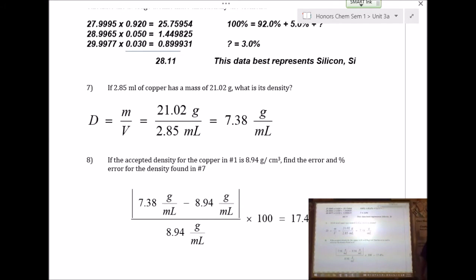And then percent error, we got our value here. This is what we got from the lab. So we'll do our lab value minus true, get a value here, and then divide it by the true. So we should get around 17.4.